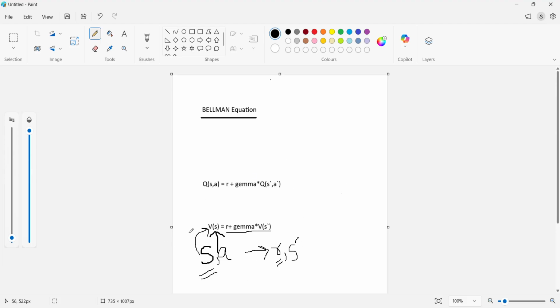I've repeated it so many times, and I want you to find a problematic symbol here. We are trying to find V of S, and in the equation of V of S we have V of S dash, that is the next state. So does that mean in order to find the V value of a state, we need to have the V value of its next state already with us? Yes, it looks like a circular dependency.